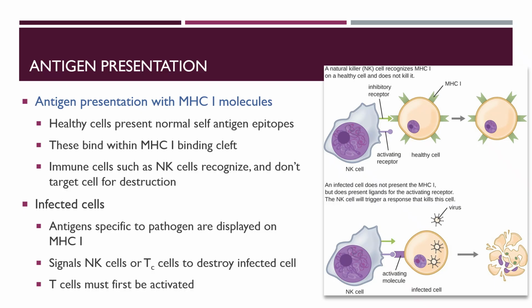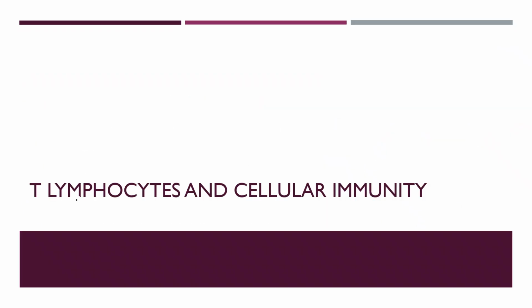This signals the natural killer cells or another group of T cells to destroy the infected cell, and the T cell must first be activated before that can happen. So the moral of the story is there's lots of ways to activate the immune system. All of it involves the flag or the MHC marker off of the bacteria that's a bad guy, and that being presented on the cell surface of a healthy cell so that the immune system knows what's going on.